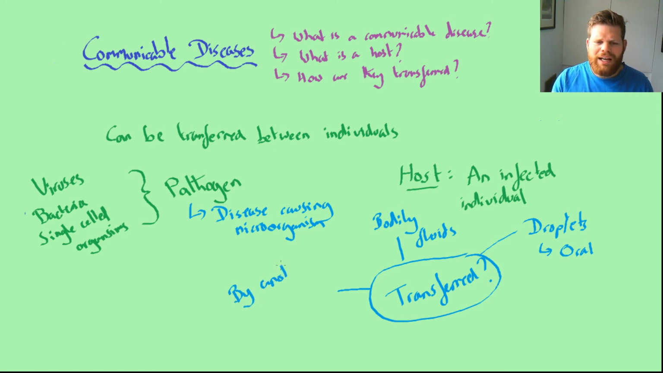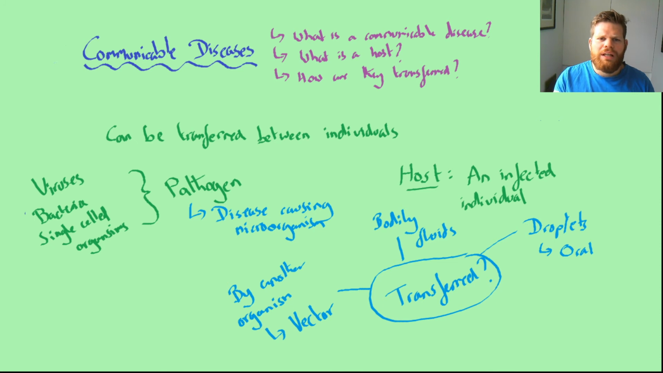An example of that would be malaria. Malaria is caused by single-celled organisms, and that is transferred between people by mosquitoes. When an organism is transferring a disease from one individual to another, it is known as a vector.